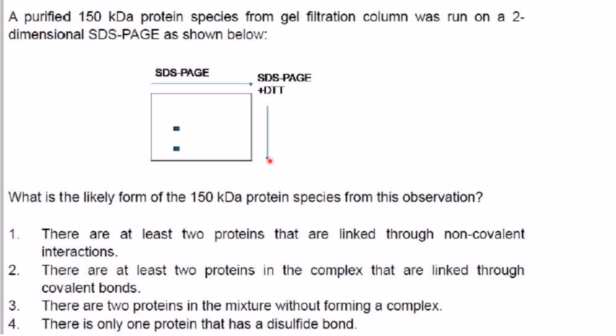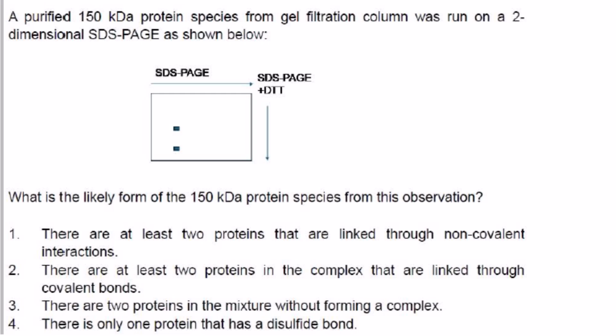Now what they have done, what is the likely form of the 150 kDa protein species from this observation? You have to see whether it is two proteins with a non-covalent interaction, two proteins with covalent bonds, etc. One thing I will tell you, it is DTT. DTT will break the disulfide bonds between two protein subunits or two different proteins. And the disulfide bond is a covalent bond.